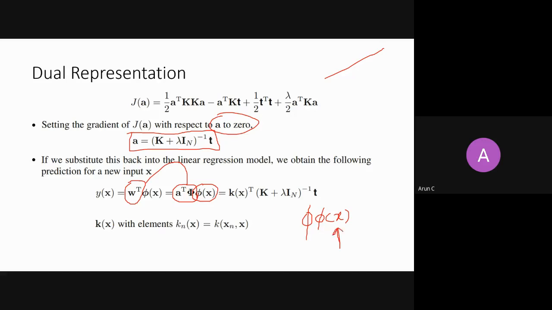What will this give me? This product? Can anybody tell me what this product will give me? This is a phi matrix. It's a matrix, right? And it is just a basis function of that X where I want to predict my new value. So what will this product give me? Anybody? Come on, quick.